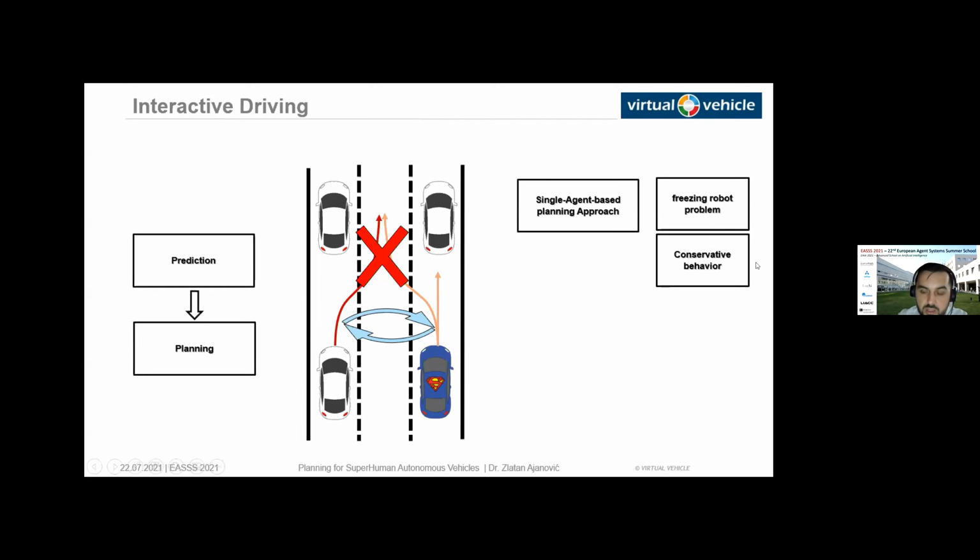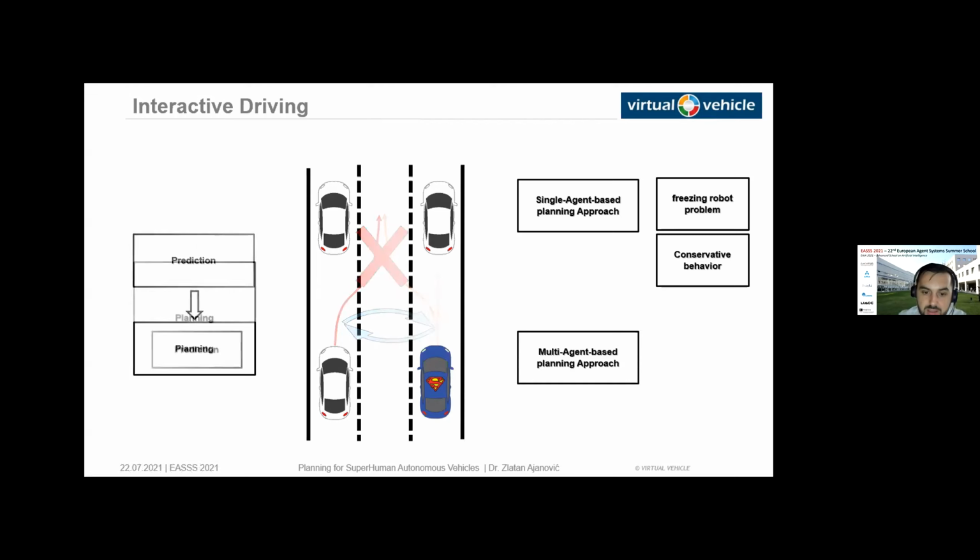We usually have a conservative behavior because we want to avoid responsibility or something. So we will always have a conservative behavior. And as we know, these two behaviors depend on each other. The actions of one depend on the actions of the other. So we need some multi-agent based planning approach. But what is the trick here? As we see here, we had prediction for the horizon, and then we have planning for our single-agent based planning approach.